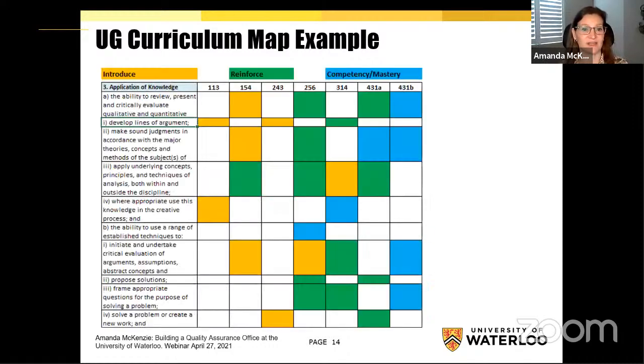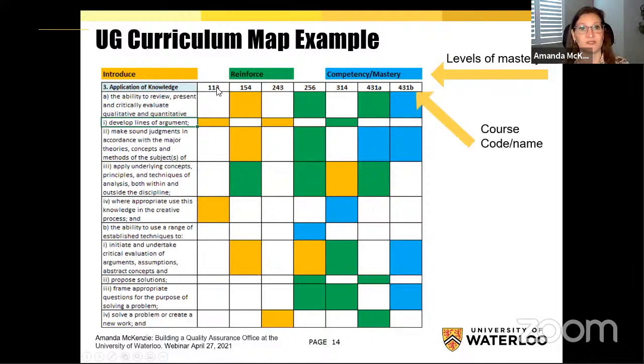So this is called an undergrad curriculum map. And it's an example to show you kind of how you track these things. So first off, these are the levels of mastery at the top. So when something is introduced is probably at the beginning of a program as they move through a degree. In the middle, you would think that these skills would be reinforced. And at the end, students should be demonstrating some mastery or competency of the skills that you've been covering.